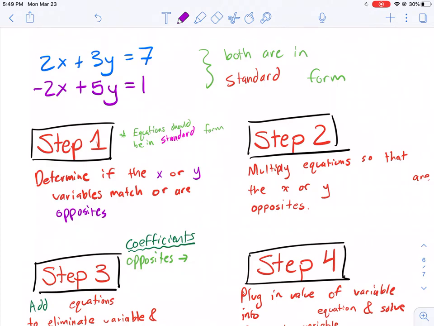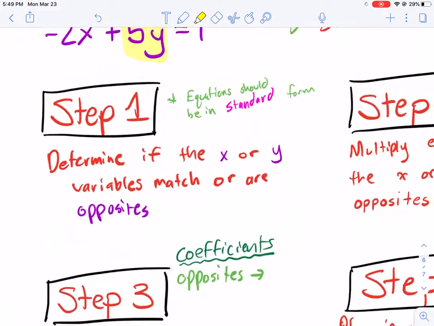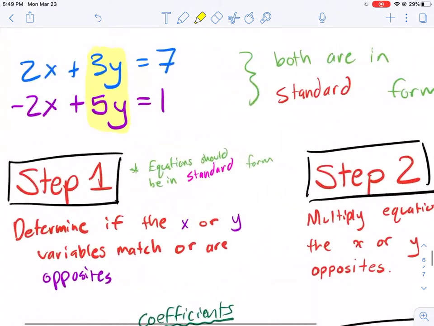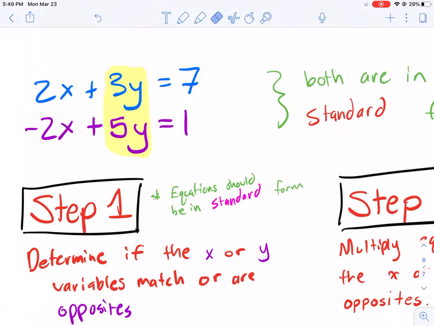Okay, and what does that mean? That means that we need to see if the coefficients are opposites or are able to match. So if we're looking here, what do I mean by that? Look here with the y's. The y's have a 3 and a 5 in front for their coefficients. Now, it's not impossible, but that's difficult to get those two to match. So that's not ideal, okay?